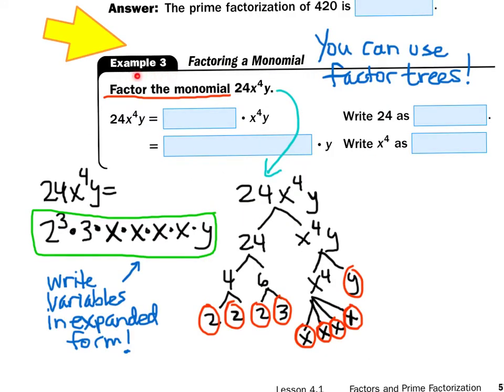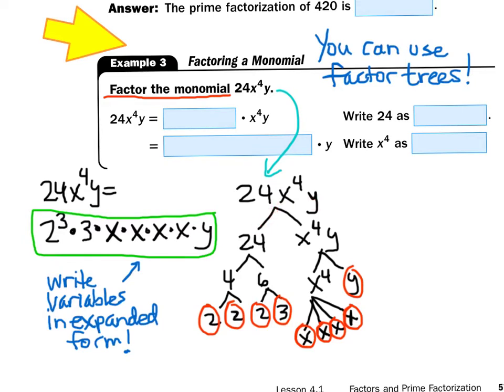Okay, take a look at example 3 with me, factoring a monomial. Remember, monomial means we're going to see variables in this. So you can use factor trees to help you with monomials. Here's how I would do it. Notice how they gave us 24, x to the fourth power, y. So I wrote it here.